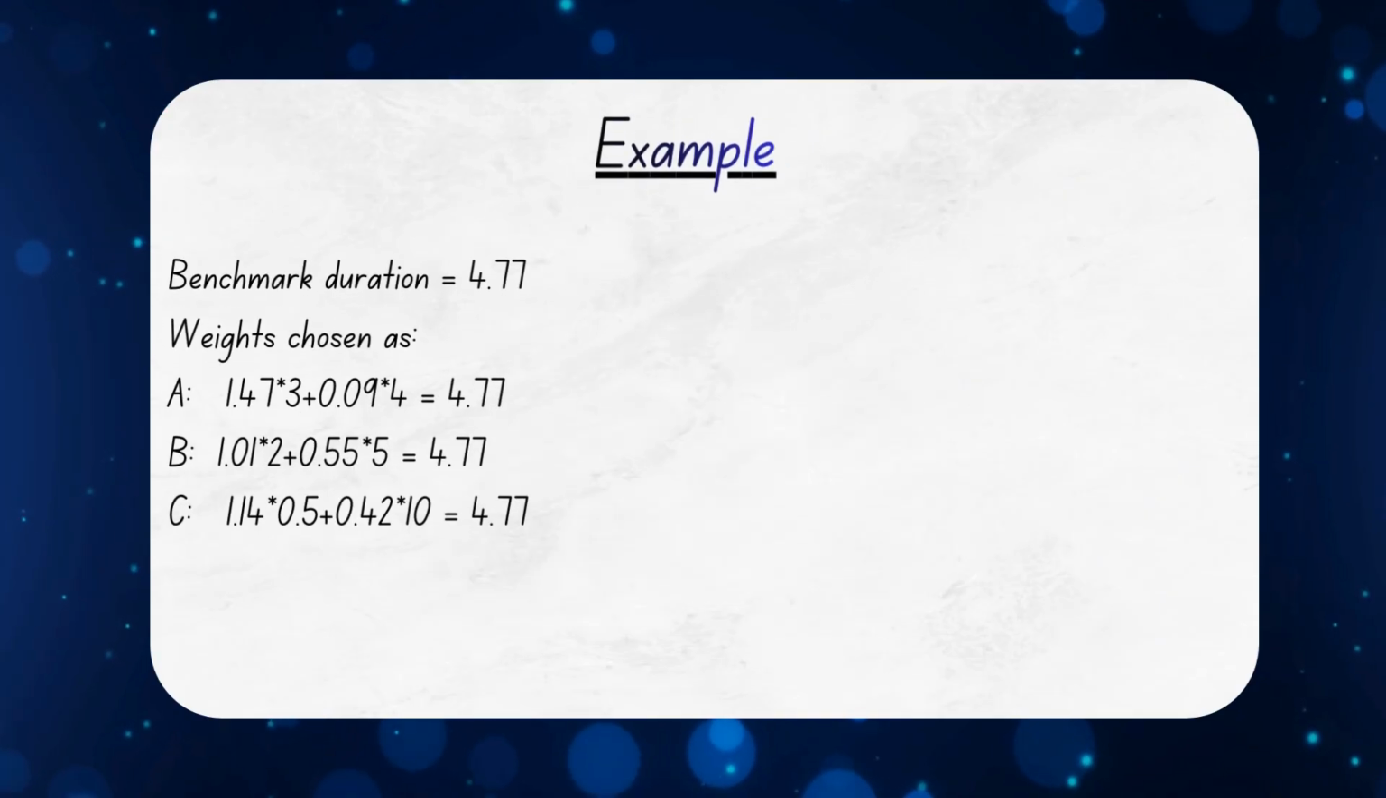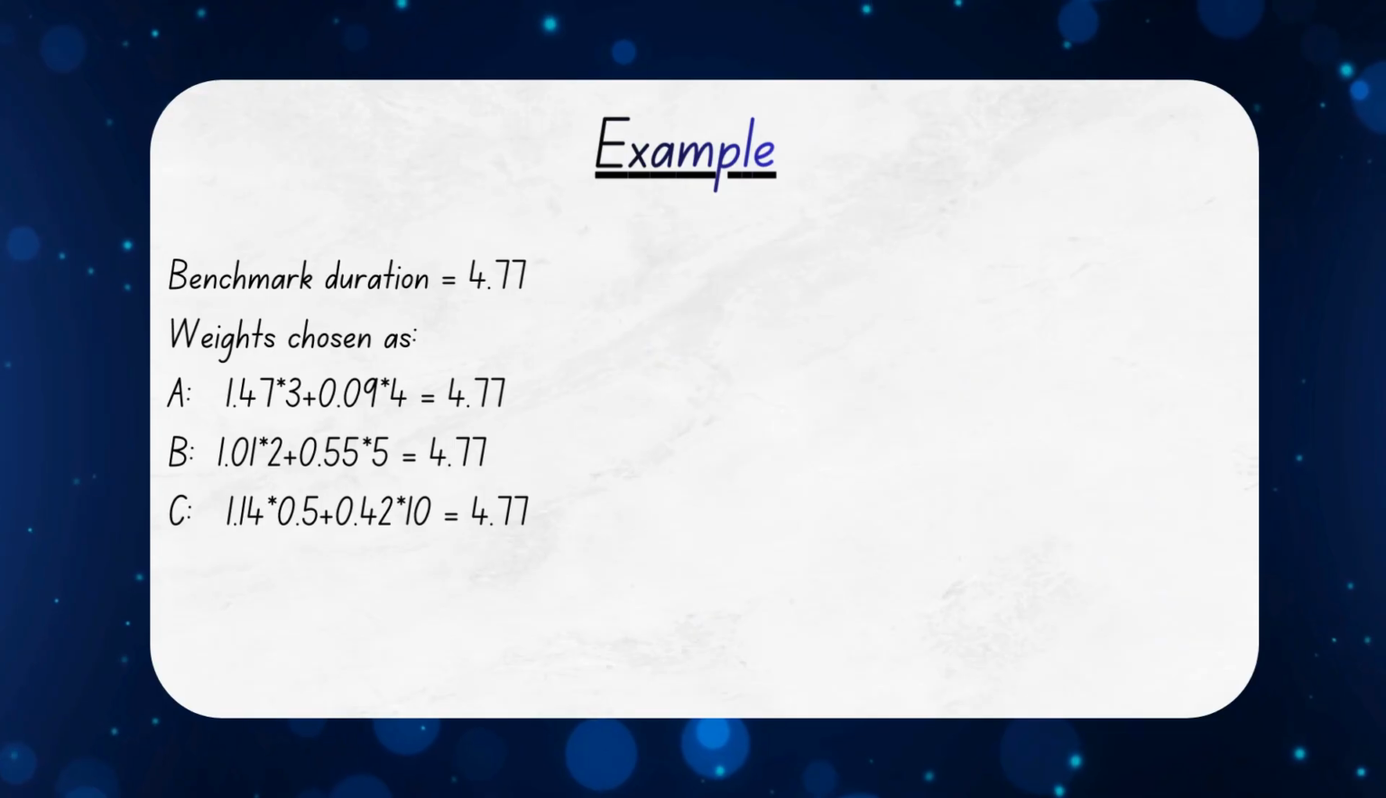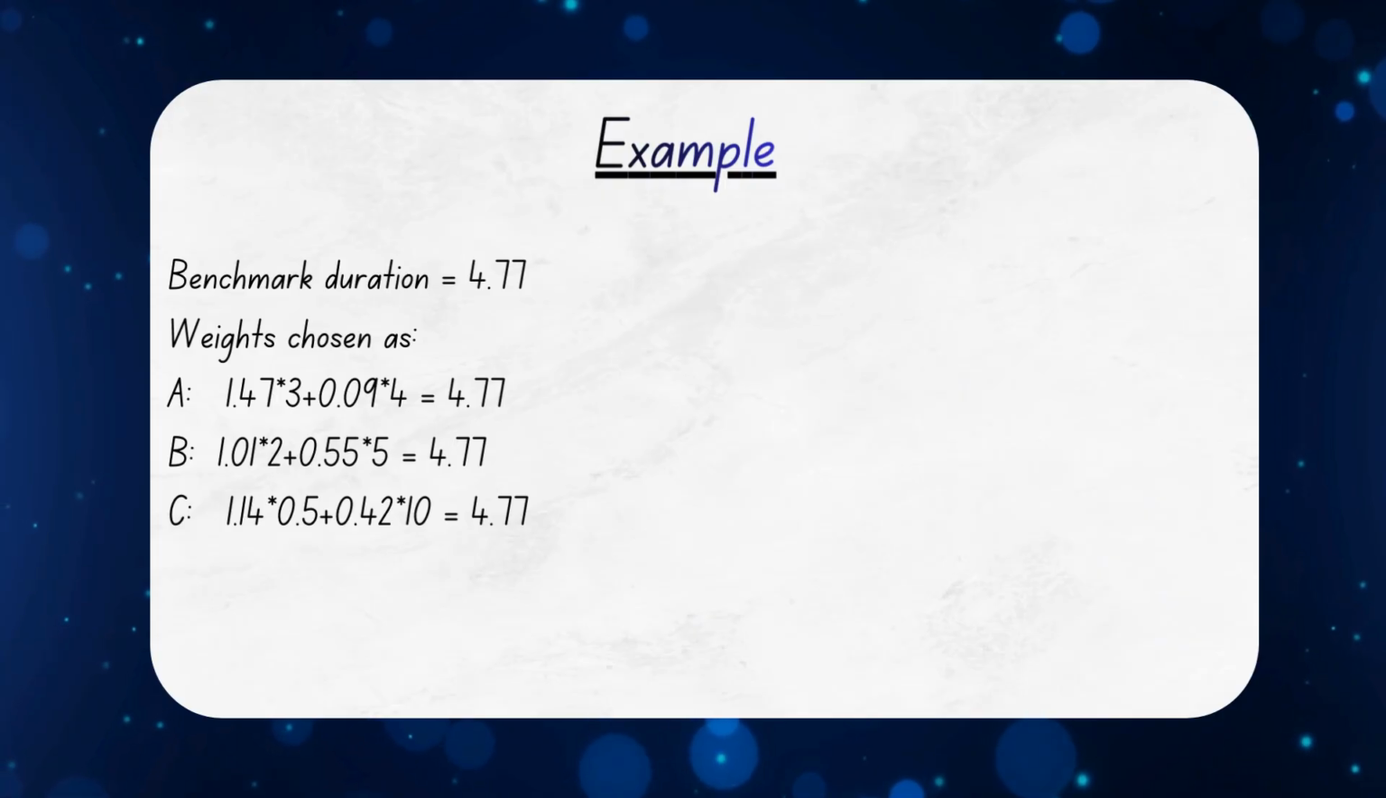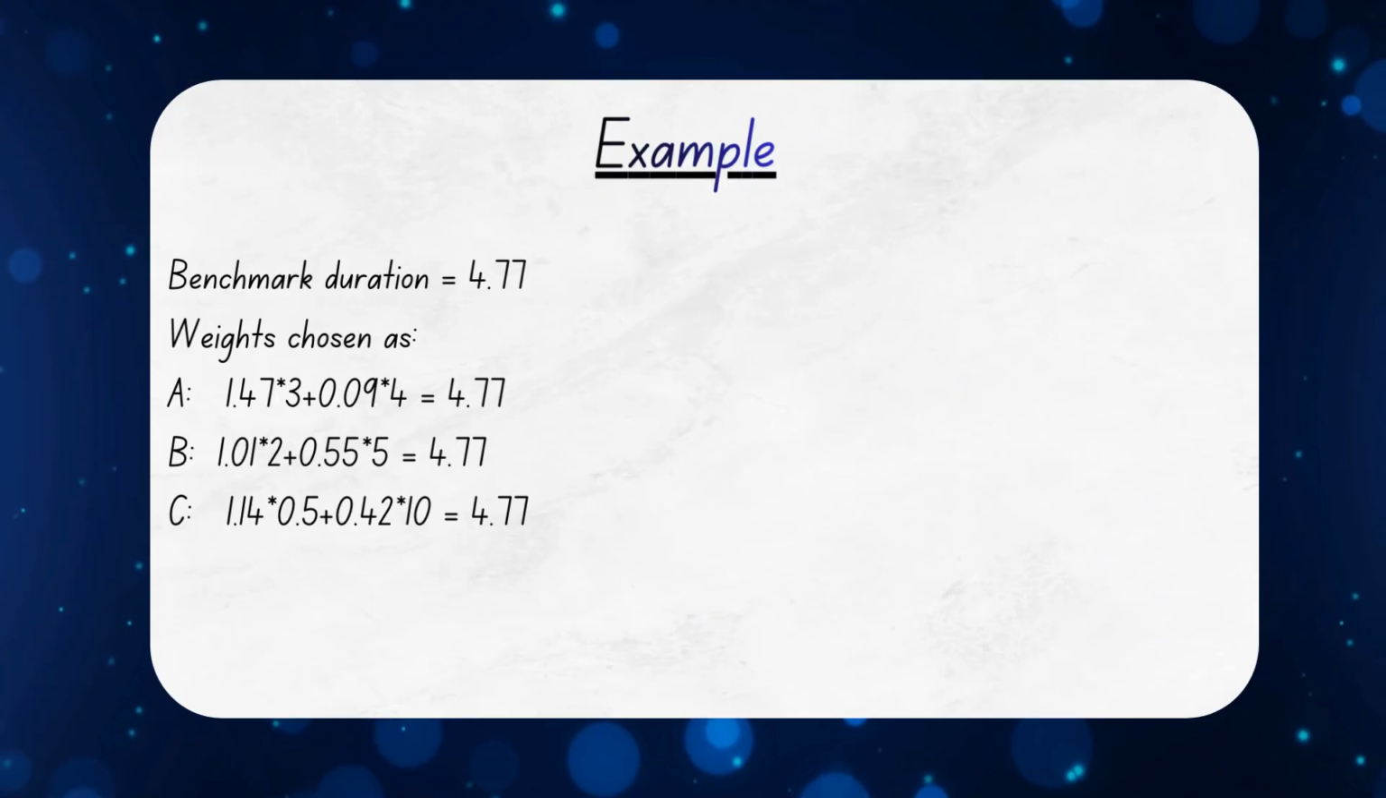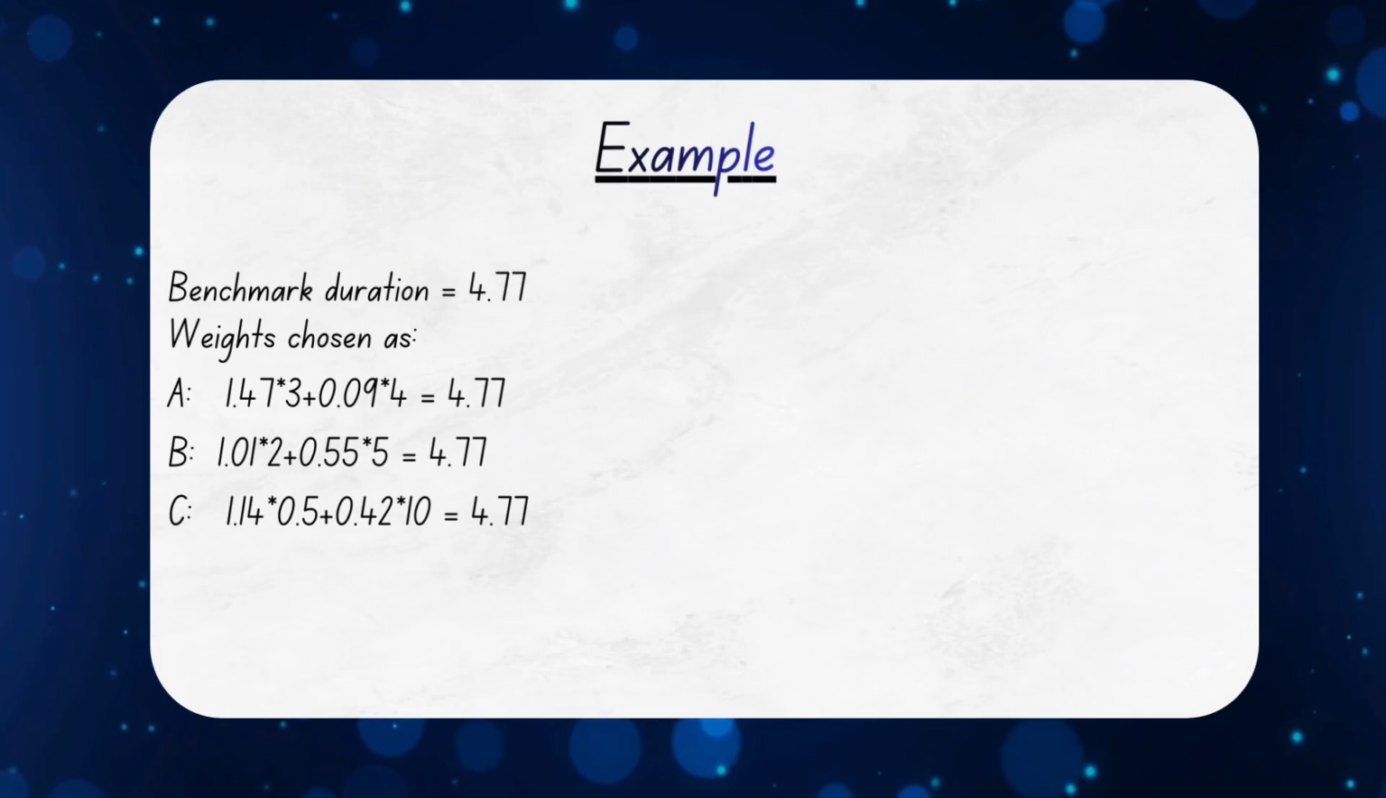Let's verify with numbers. Benchmark duration is 4.77. For A, we compute 1.47 times 3 plus 0.09 times 4, giving 4.77. And similarly for B and C. So all portfolios now have identical interest rate risk.